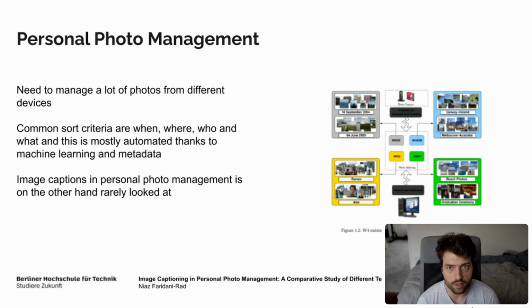And these days we usually do it in an automated fashion, with machine learning. So you have face recognition and then you know, okay, we have this person in the image, and with metadata, for example, we can extract all the dates and then sort by month, and locations are also something that's within the metadata. And image captions are rarely looked at, and that's why it's very interesting to look into it. So that's why I did it.